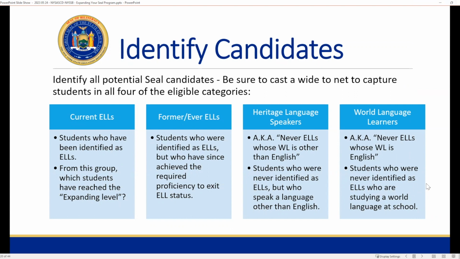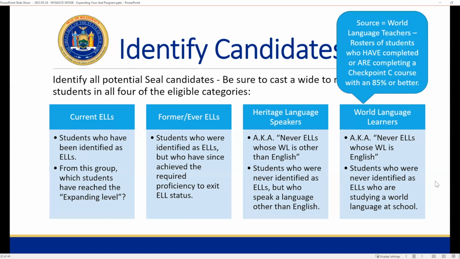So now we're going to do something in reverse. How do you identify these candidates? Well, our world language students are our easiest students to identify. You go to the world language teachers, you find out the rosters of students who either have completed or are completing a Checkpoint C course with an 85 or better. You can also probably download this from your student management system if you're an administrator or a counselor.